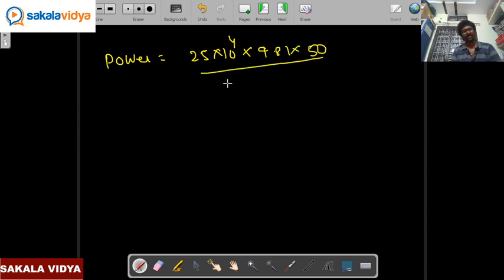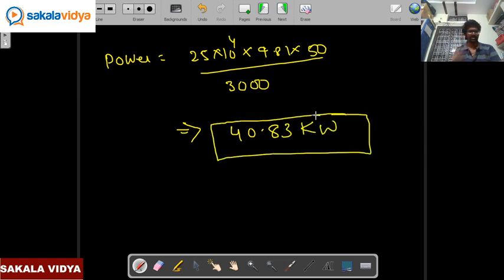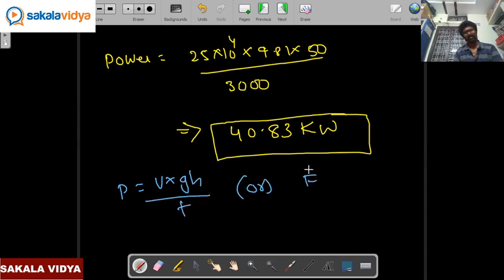So power is equal to 25 into 10 power 4 kg into acceleration due to gravity, 9.81, into depth 50 meters, and the time period is 3000 seconds. So what is the answer? Power generated is 40.83 kilowatts. In order to solve this, we can use any of these two formulas: one is volume into G into H by T, or force into displacement by time. Any of these formulas we can use.